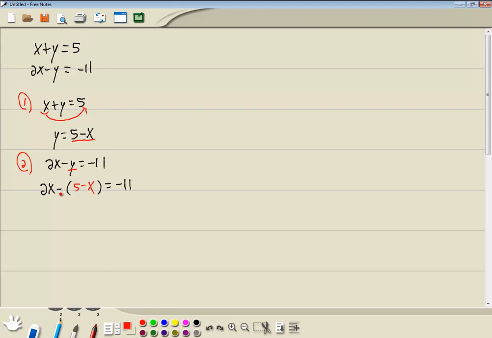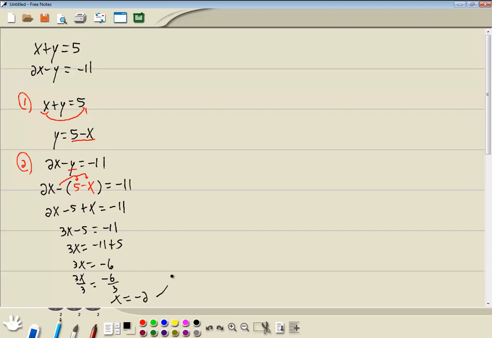Now, whenever you have a negative in front of your parentheses, that's going to flip the sign of everything inside, because we're wanting to solve. So we've got 2x minus 5 plus x is equal to negative 11. At any step, combine together like terms. That's true anywhere in algebra. 2x plus x is 3x minus 5 equals negative 11. Take negative 5 over, and we get negative 11 plus 5, which is negative 6. And then divide both sides by 3, and we get x is equal to negative 2.